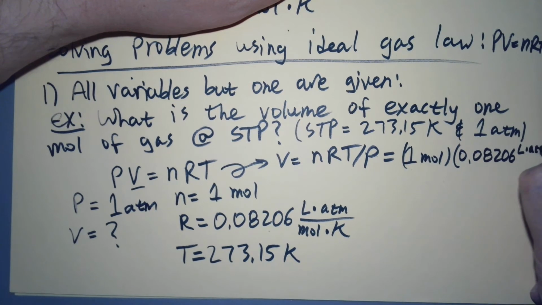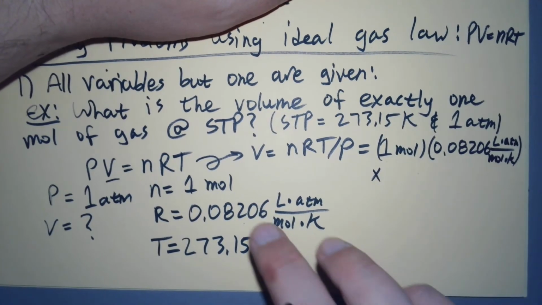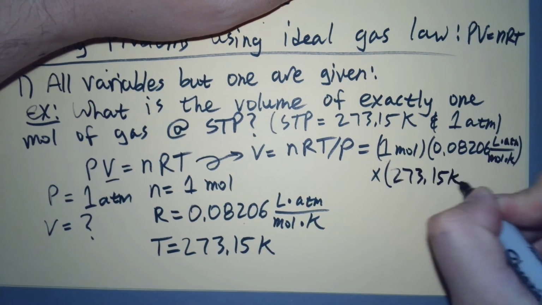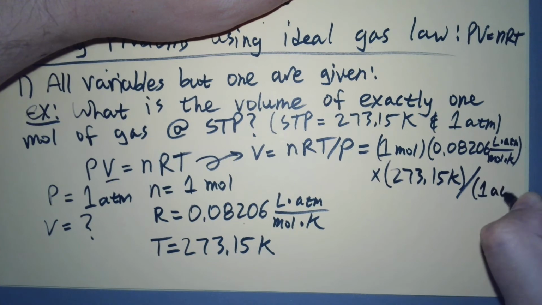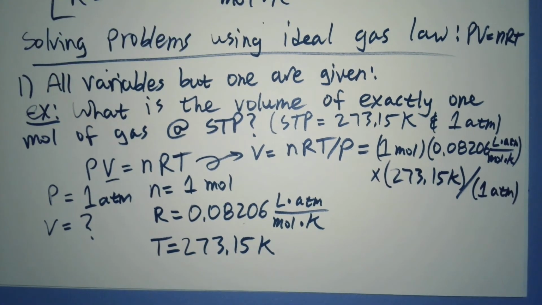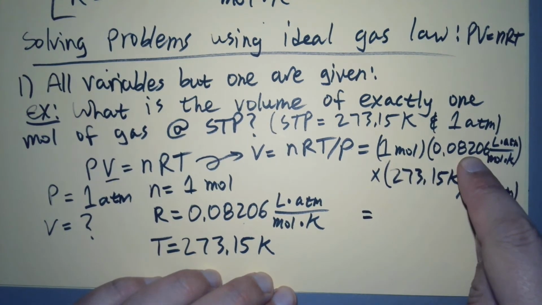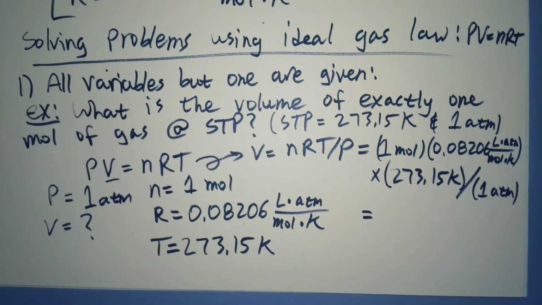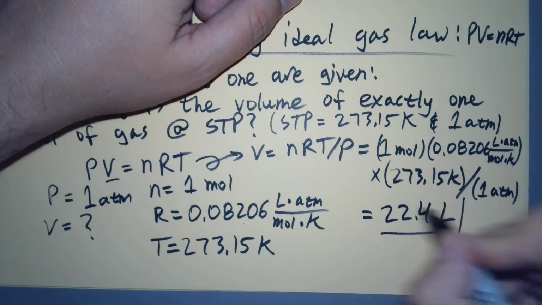0.08206 liters. I'm going to make this fit on the page. Atmospheres, moles, Kelvin. Times temperature, 273.15 Kelvin. Again, I'm just putting the numbers, and I'm going to divide all of this by 1 atmosphere. So I just go 1 times 0.08206 times 273.15 divided by 1, and I get 22.4 liters.